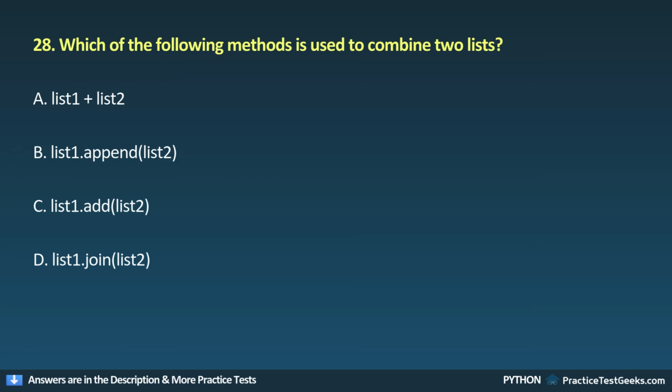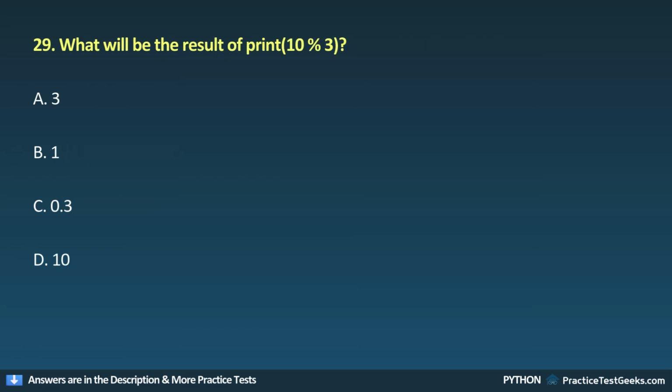A. list1 + list2. B. list1.append(list2). C. list1.add(list2). D. list1.join(list2). 29. What will be the result of print(10 % 3)? A. 3. B. 1. C. 0.3. D. 10.